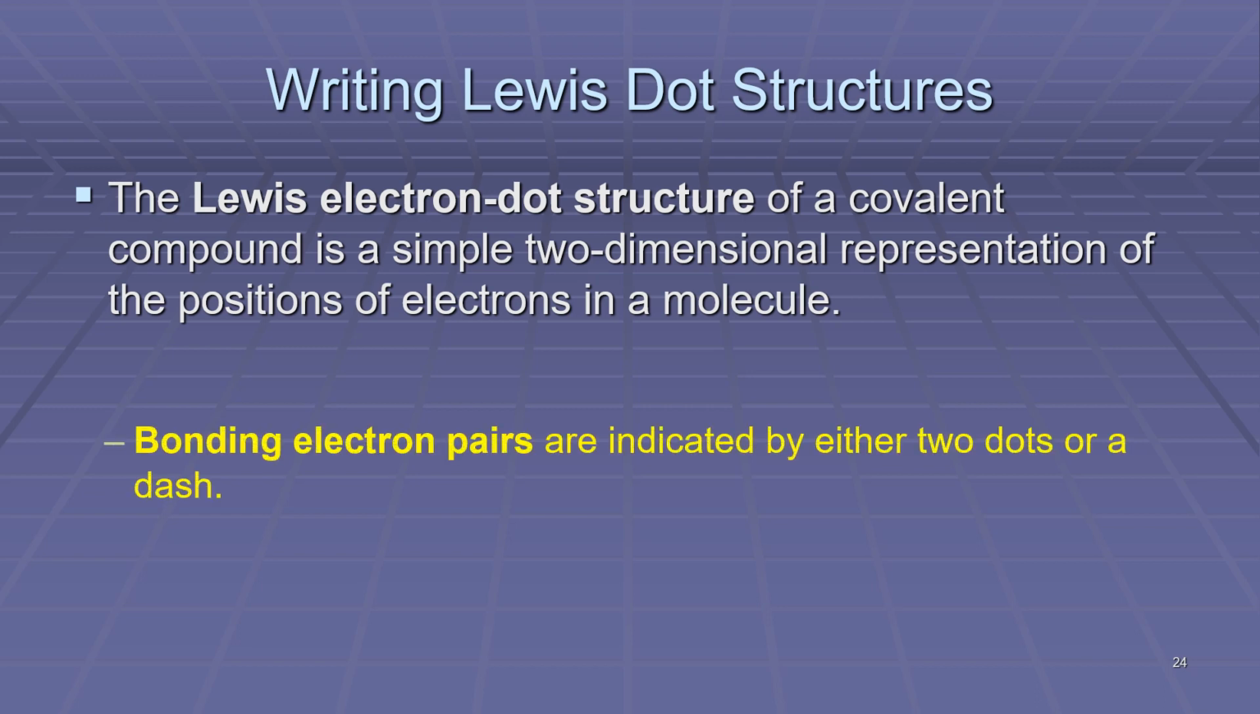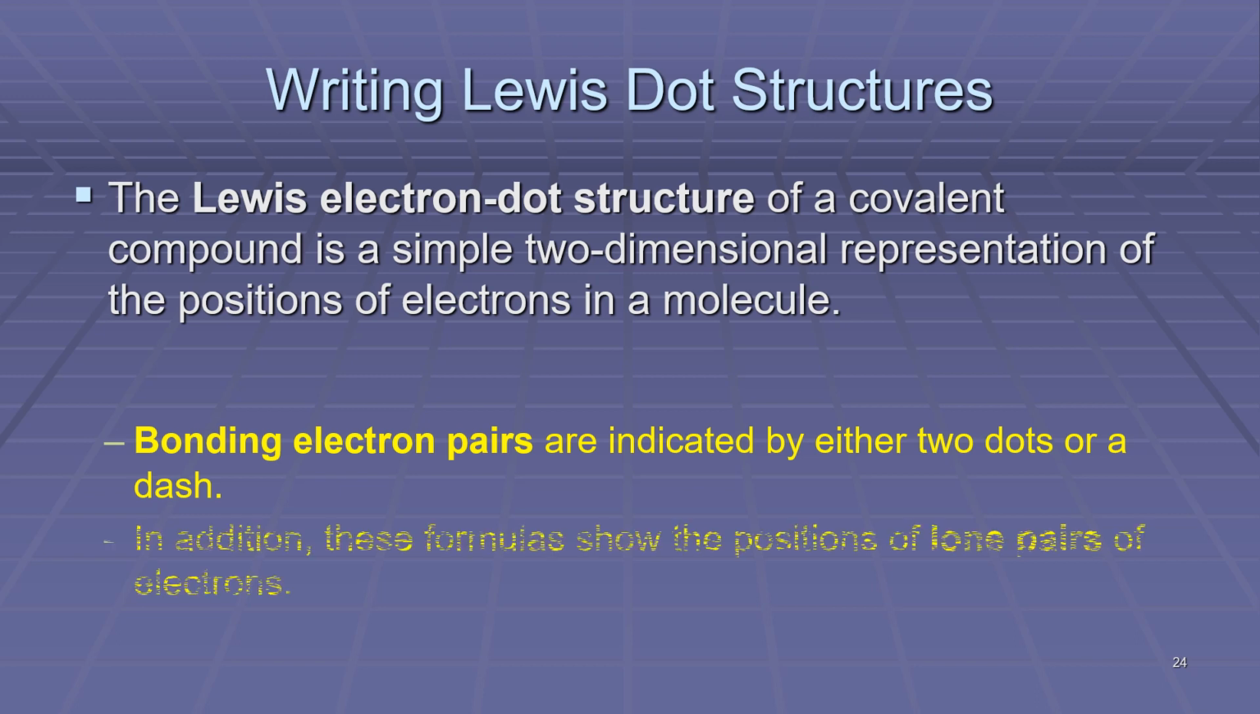So what we're going to do is represent bonding electrons, kind of what we already saw. Bonding electrons will be indicated either by two dots or by a dash. Again, I prefer a dash because it's a little less cluttered. But then unshared pairs or lone pairs will also be shown on the structure, and we do put those in as dots.